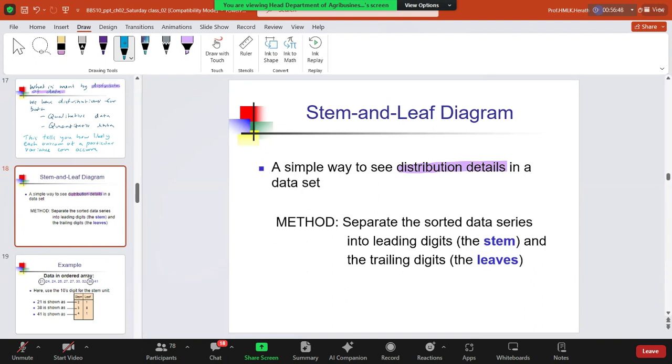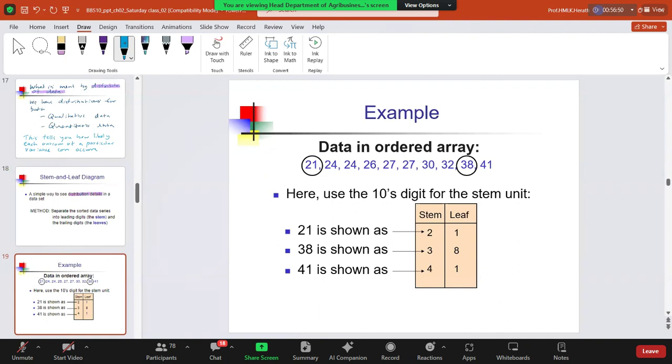Okay, let me explain it with an example. So this is our ordered array of data that we took in the previous case. First take the number 21. So it has 2 digits.